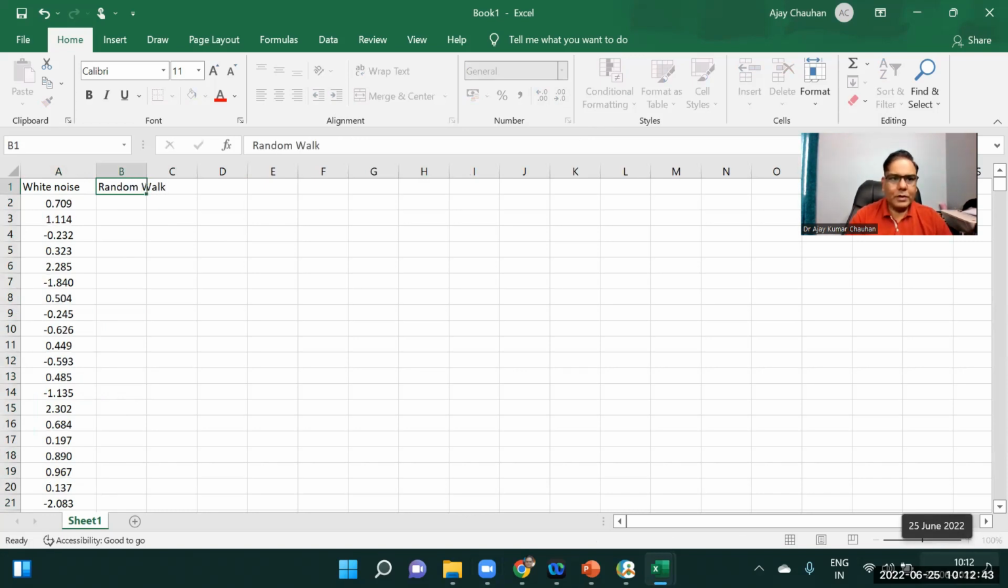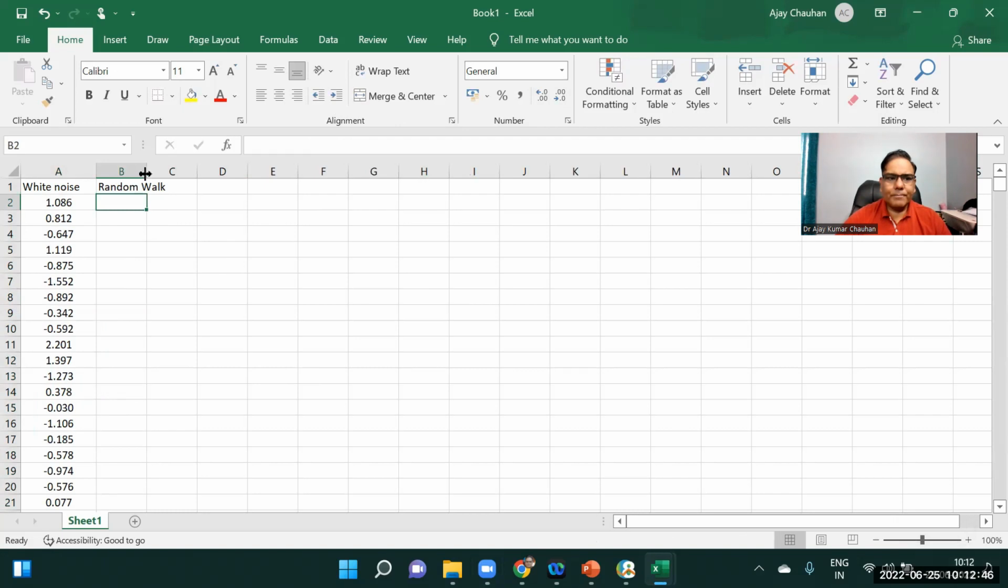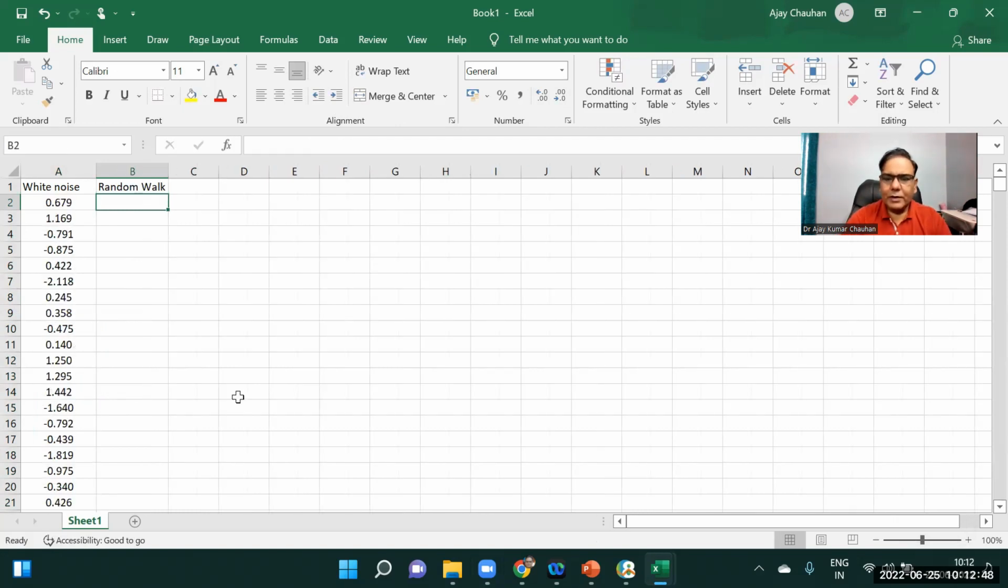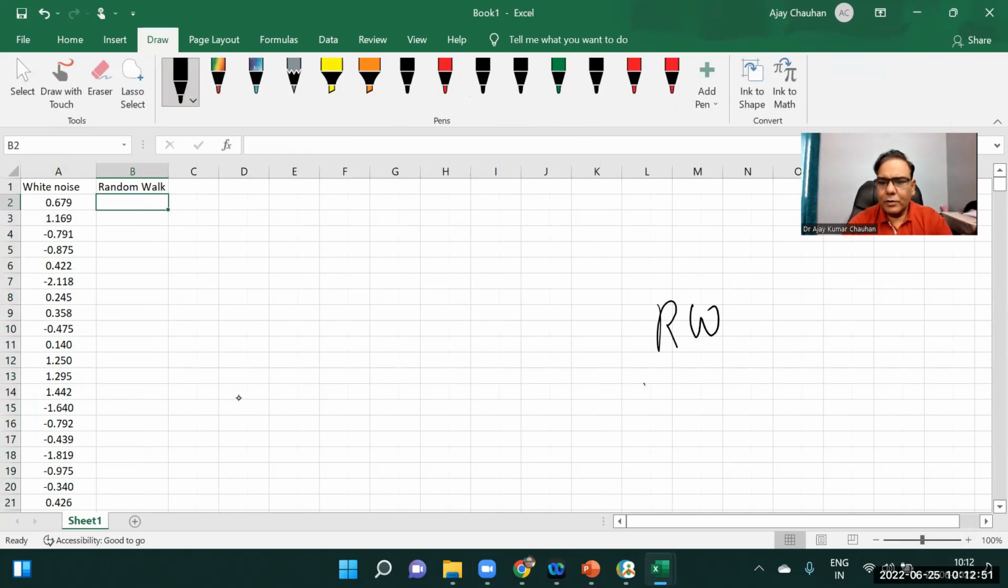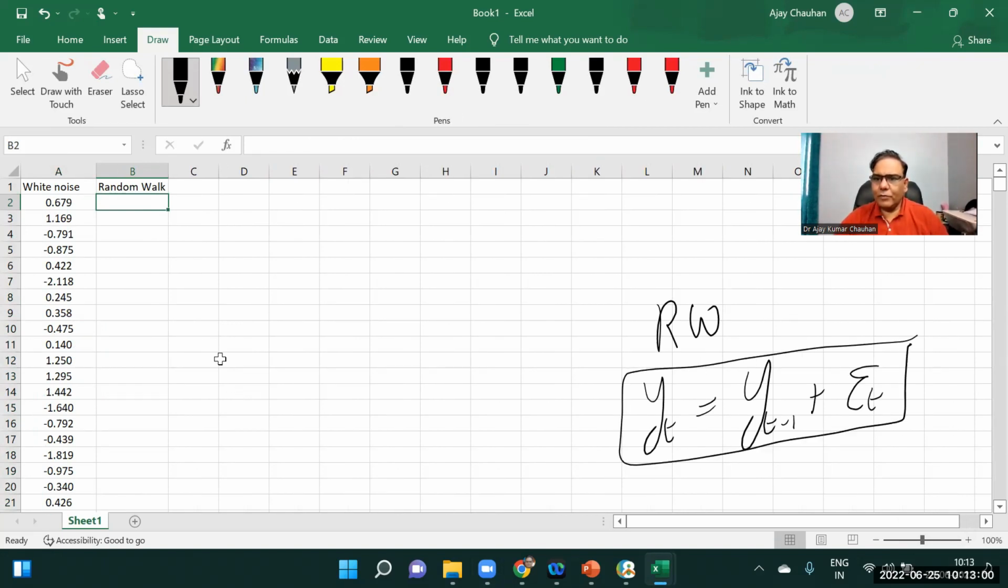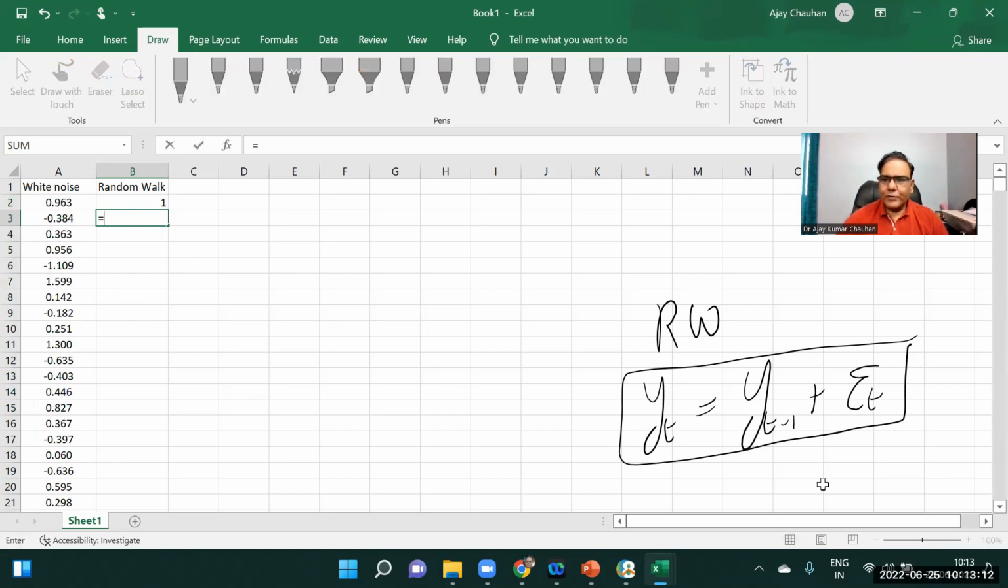The equation of the random walk, you have seen earlier, is yt equal to yt minus 1 plus et. So this is the equation of the random walk. Let's say any day's value is 1. Now, yt minus 1 is 1 plus et. Et is the error term, and white noise is the proxy of the error term. So I am taking the error term as white noise.